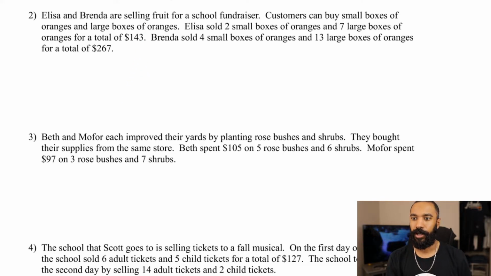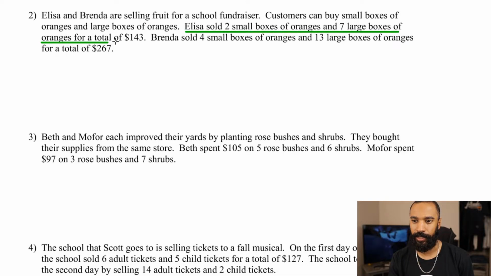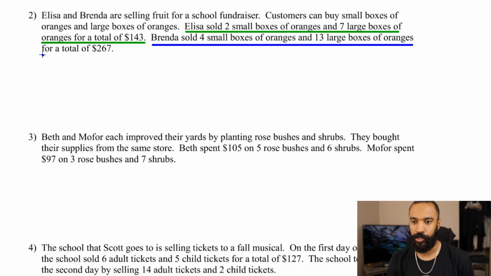Elisa and Brenda are selling fruit for a school fundraiser. Customers can buy small boxes of oranges and large boxes of oranges. Elisa sold 2 small boxes of oranges and 7 large boxes of oranges for a total of $143. All right, that looks like information that's going to be mathy, so I'm just going to go ahead and underline that. I'll use green. Brenda sold 4 small boxes of oranges and 13 large boxes of oranges for a total of $267. Okay, that one's going blue.